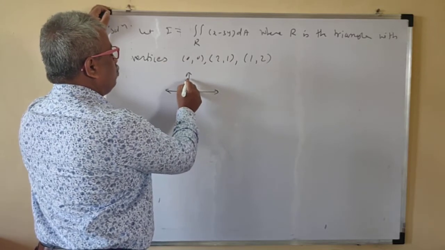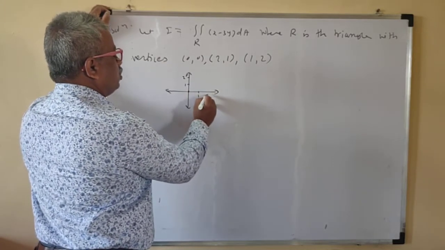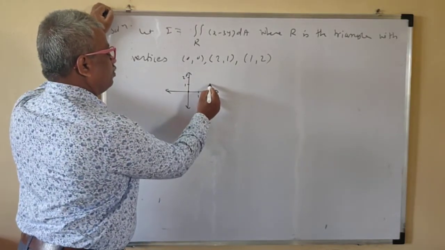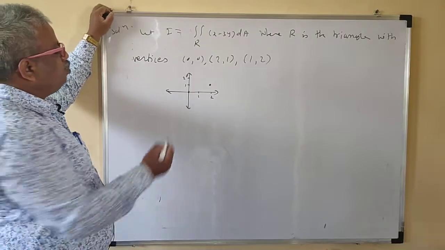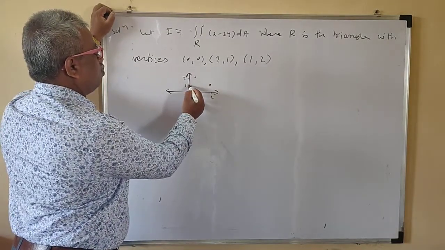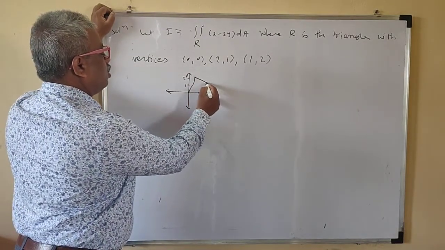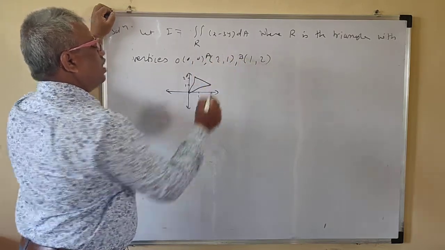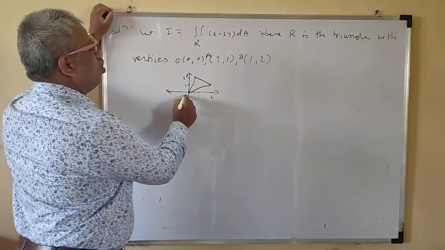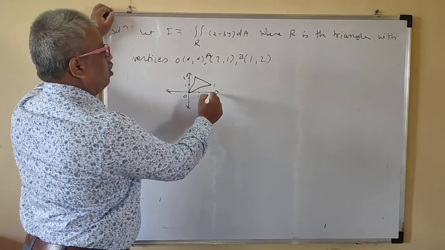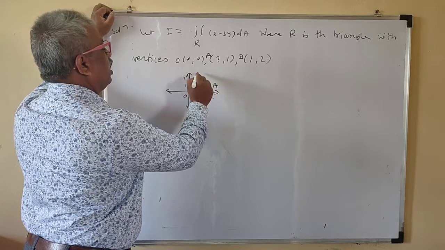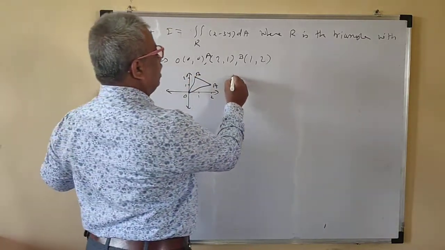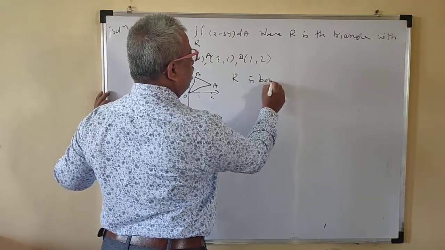Suppose this is 1, this is 2. So (2, 1) means here, and (1, 2) is here. So you have to draw. This is your region. Suppose this is O, this is A, and this is B. So this is O, (2, 1) is your A, and this is B here. Now the R is bounded by.